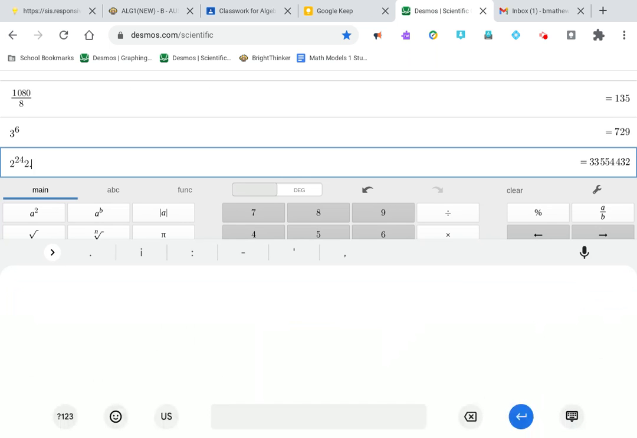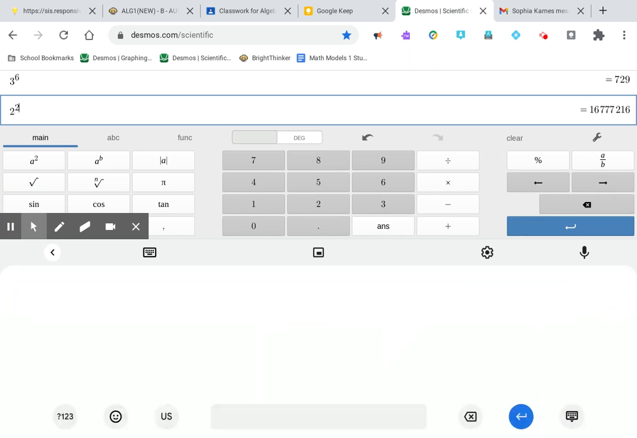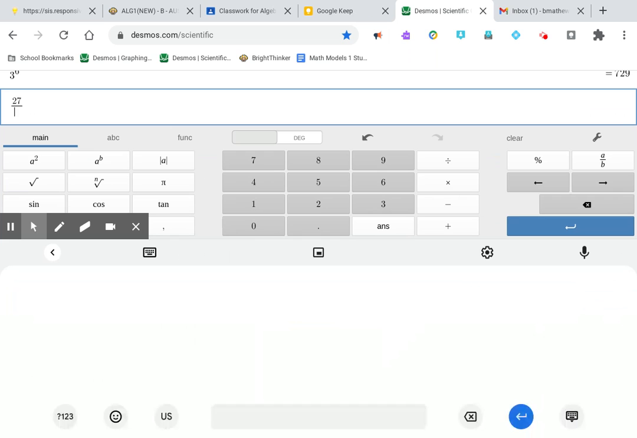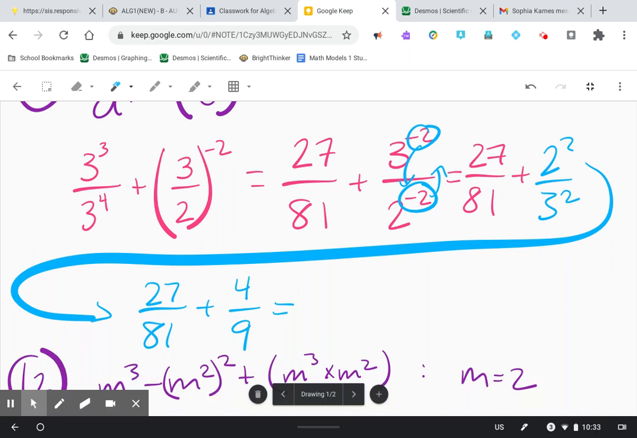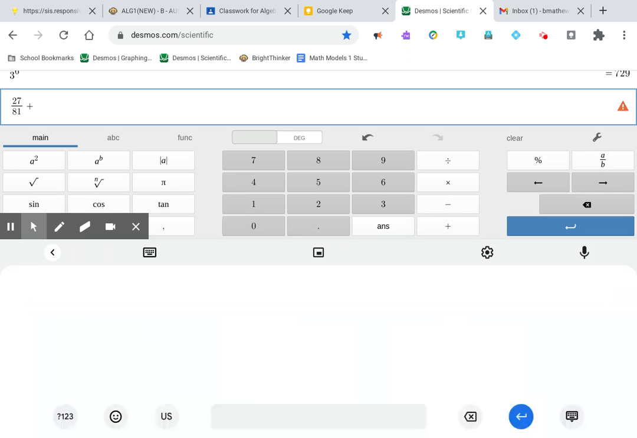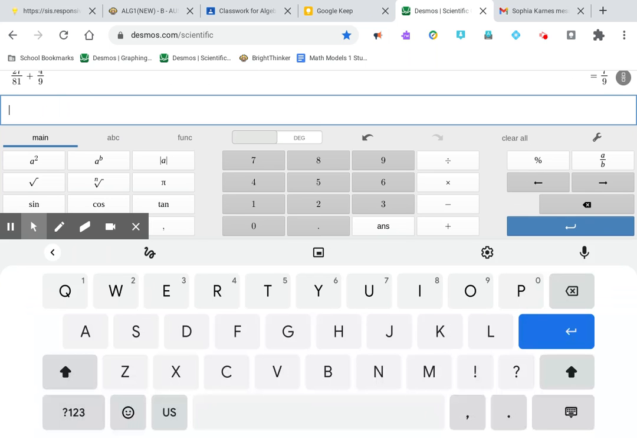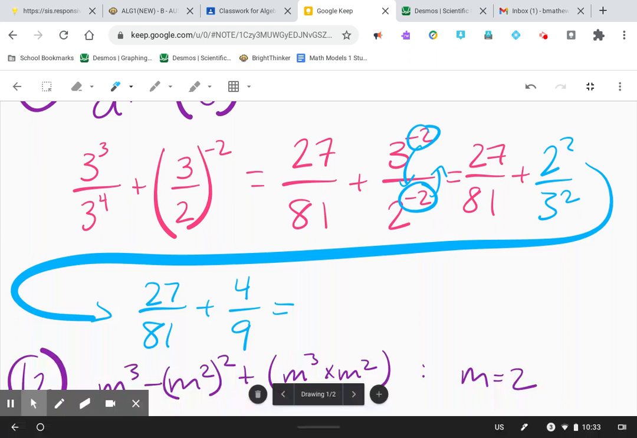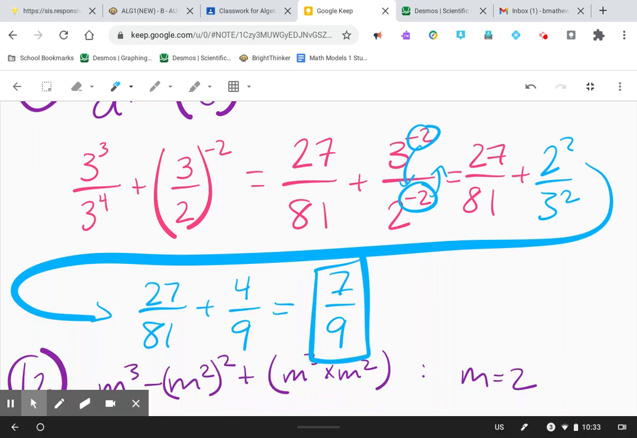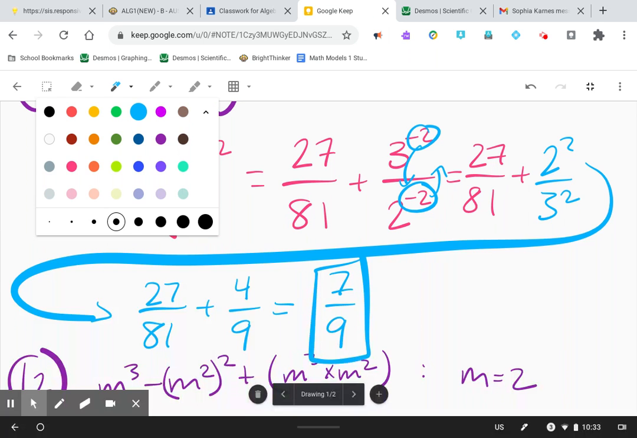27 divided by 81 plus, that was 4 over 9. 4 divided by 9. We convert that to a fraction. It's 7 over 9. So you just rely on your calculator for that. So just be aware of that.